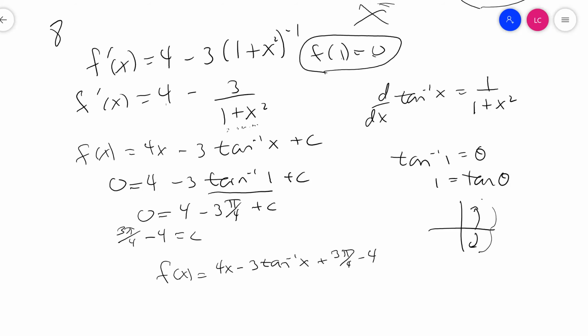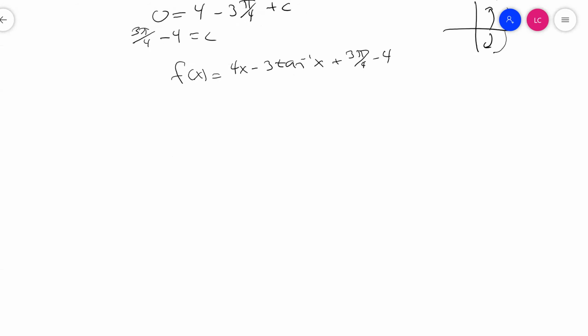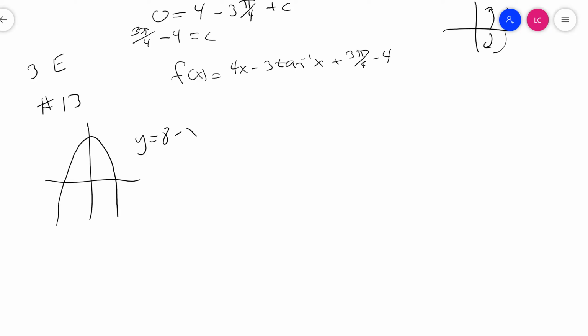So the next request was 13 on this same assignment. So 3E, number 13. Okay, so I've got a rectangle that's going to be inscribed or underneath this equation, y equal 8x squared. So my rectangle is going to be like this, right? Where the corners of the rectangle touch the parabola. Okay. So I need to find the width and the height to find the area of this rectangle.